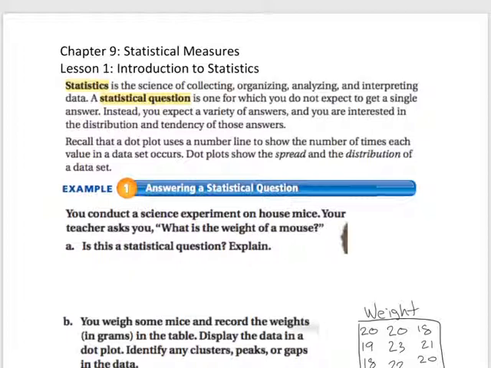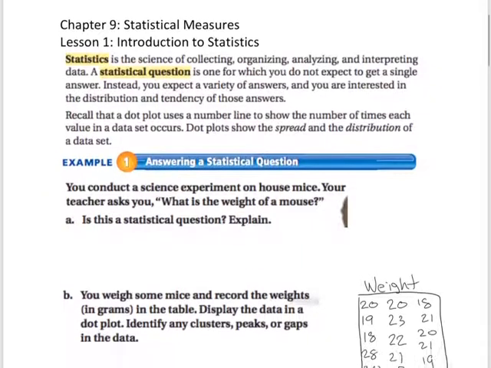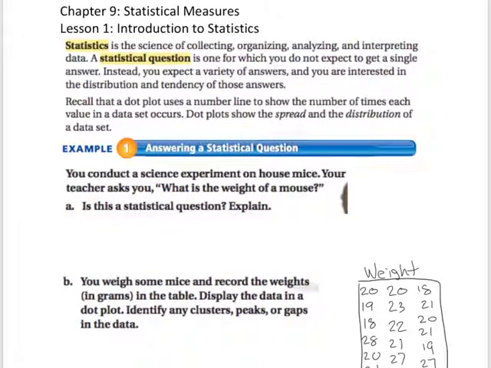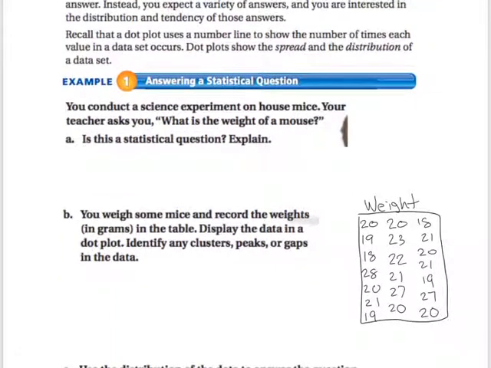So using statistics, and when we ask statistical questions, we can use dot plots and number lines to show the number of times each value in a data set occurs. A dot plot shows us the spread and the distribution of the data that we collect. So let's just jump into our example problem right here.